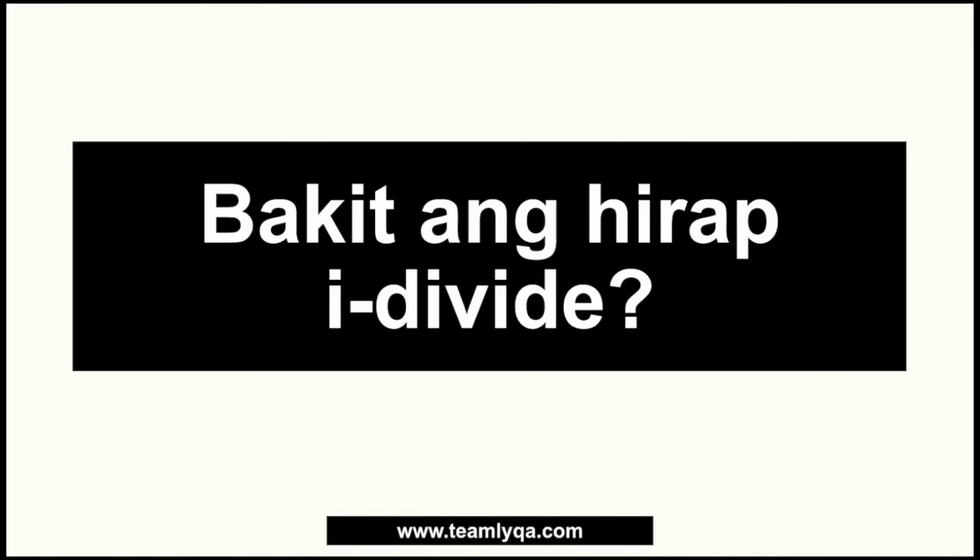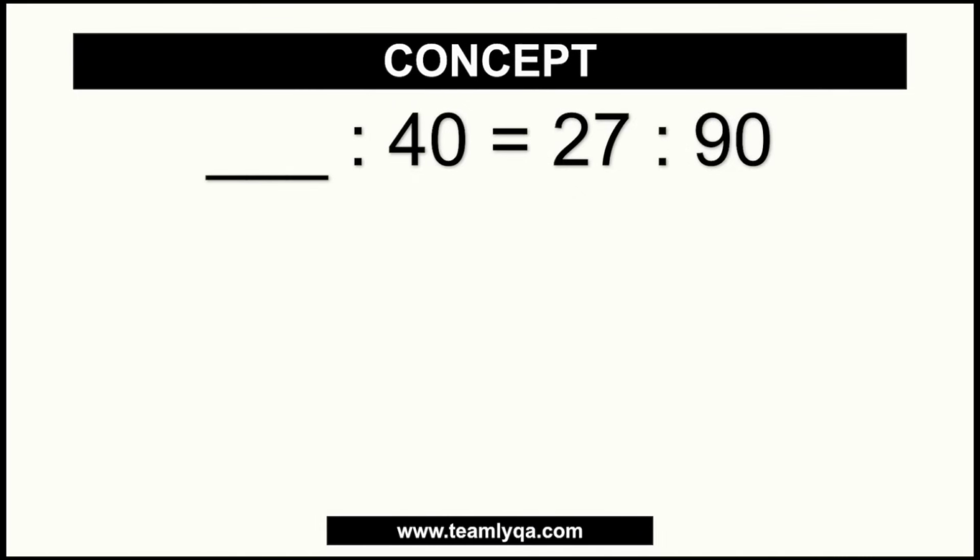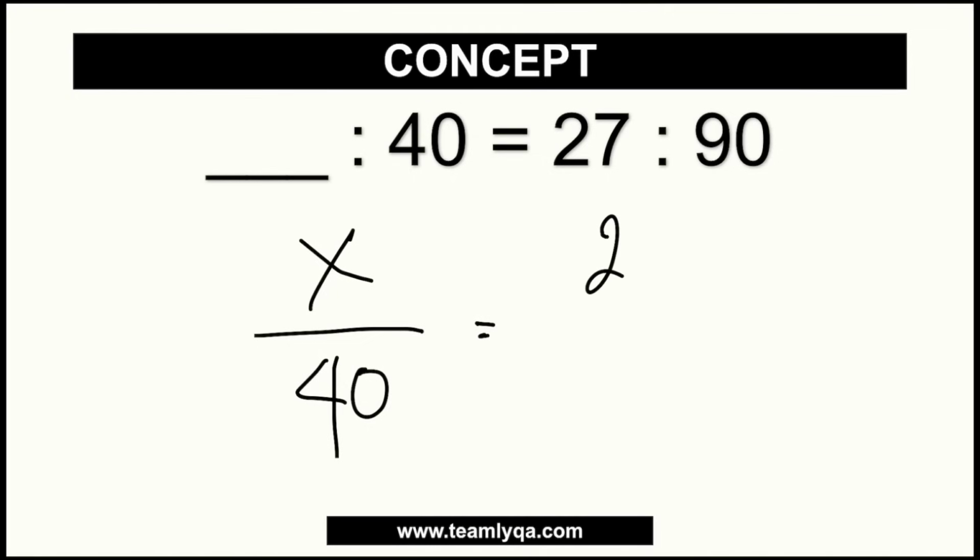So, bakit ba ang hirap i-divide ng ibang numbers? Bakit daw decimal lang lumalabas? At bakit ang hirap niyang iikot? Now, ganito ang gagawin natin. Let's take this as an example. So, x is to 40 as 27 is to 90, which is also there on page 6 of your workbook. Now, kung gagawin natin itong ratio rotation na technique, ang i-start natin is from fraction, x over 40 is equal to, and then we have 27 over 90.